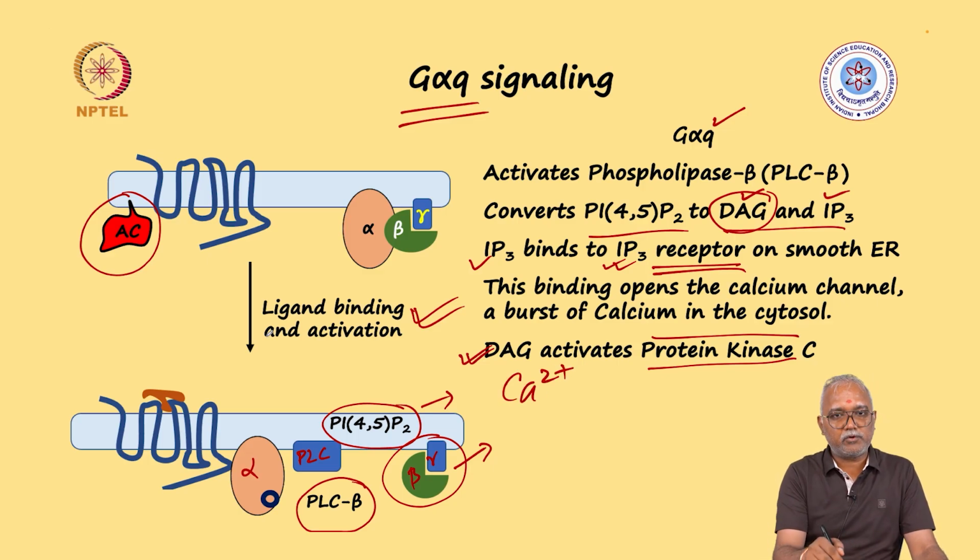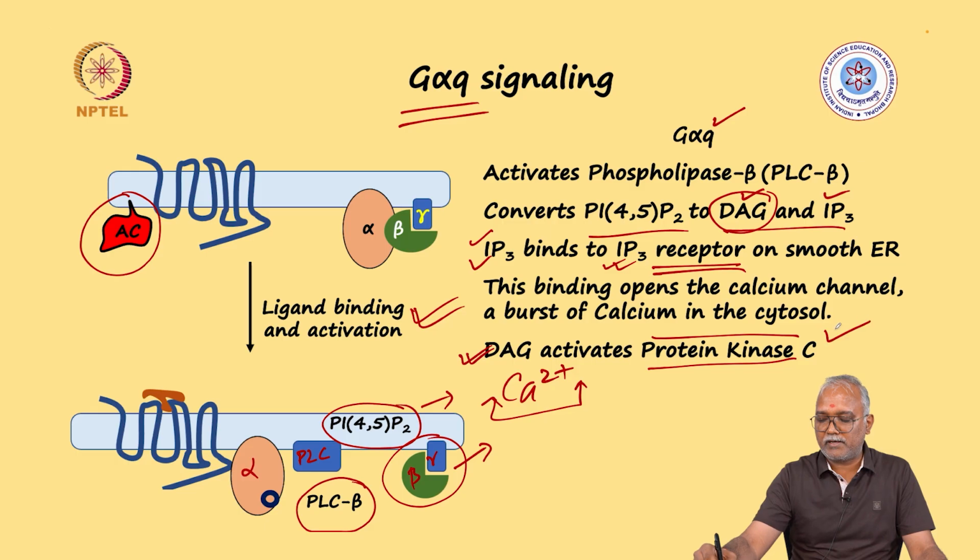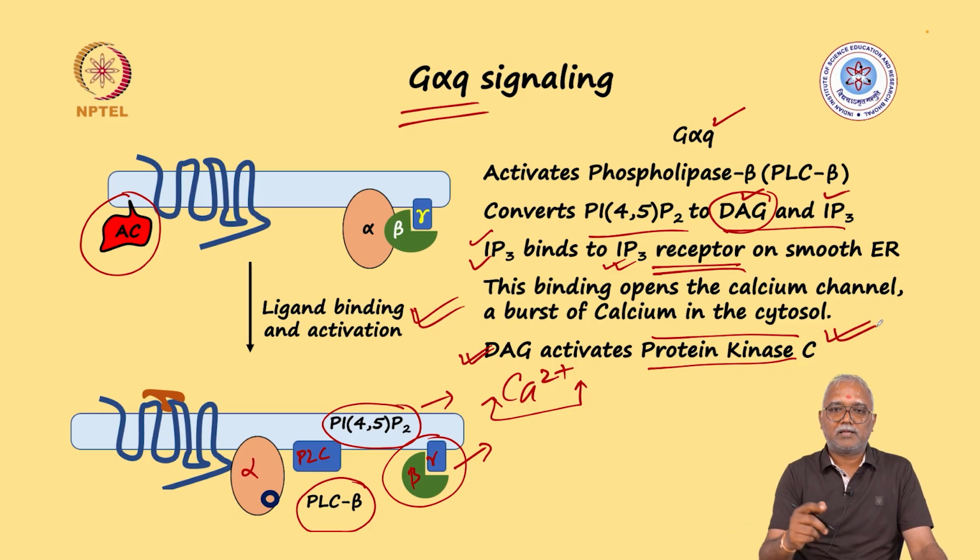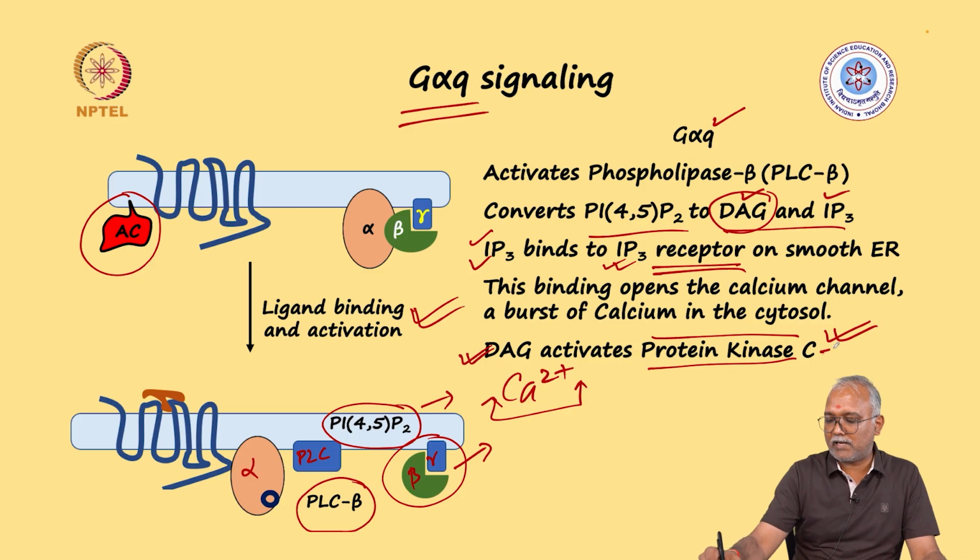So by G alpha Q signaling and generation of IP3, you have also released a lot of calcium in the system, and diacylglycerol along with calcium activates protein kinase C to its full extent. Downstream of its activation, PKC will be phosphorylating multiple proteins as effector molecules, and this protein kinase C is again a serine threonine kinase.